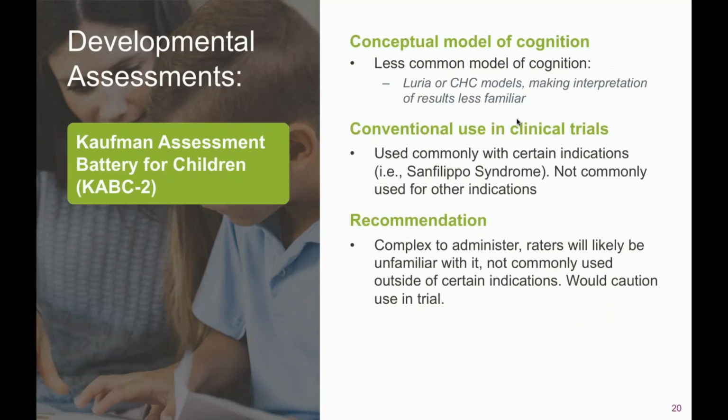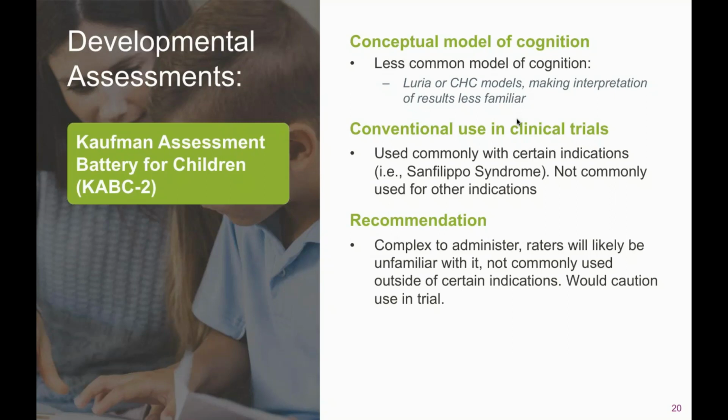And as I introduce this, I think you got a sense that the model of cognition that the Kaufman Battery uses is less common. They use what's called a Luria model or a CHC model, not the traditional verbal versus nonverbal. So interpretation of these results is less intuitive and might be less familiar. It is commonly used in certain indications, but outside of the certain indications where you see the KABC, such as in Sanfilippo syndrome, it's less commonly used.